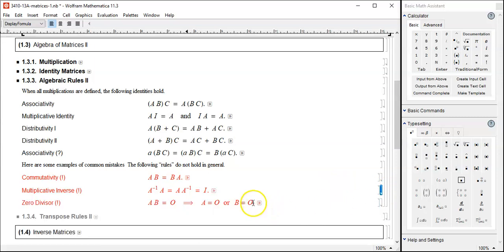And the zero divisor property, that's another interesting property. If A times B is equal to 0, then either A is 0 or B is 0. That works for real number arithmetic and also for complex number arithmetic, but for matrices, no, it doesn't work. So be careful about those, especially the first one, commutativity.